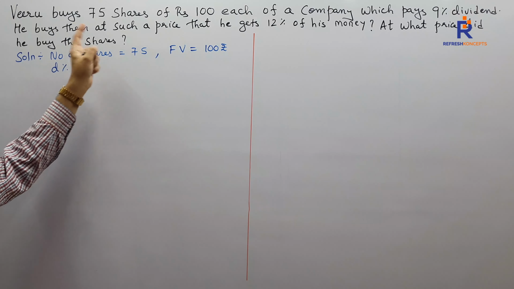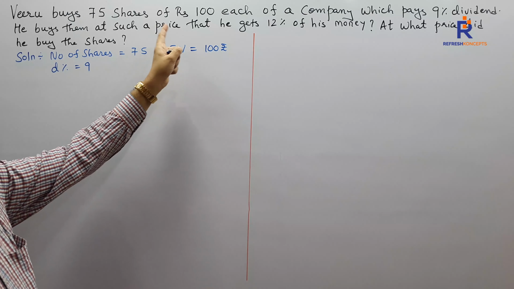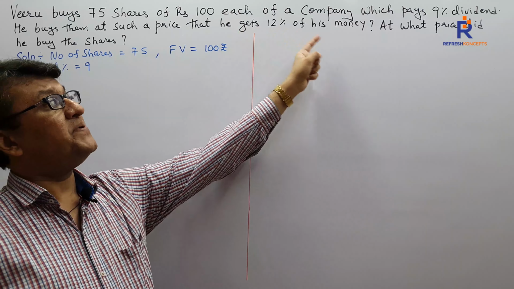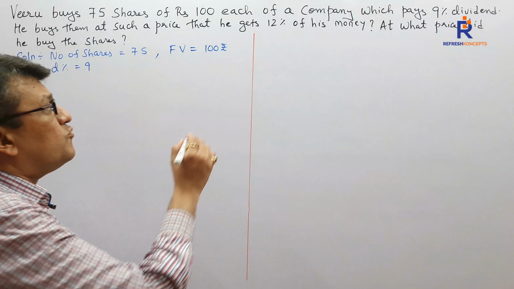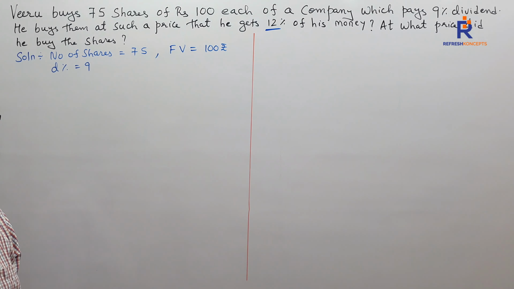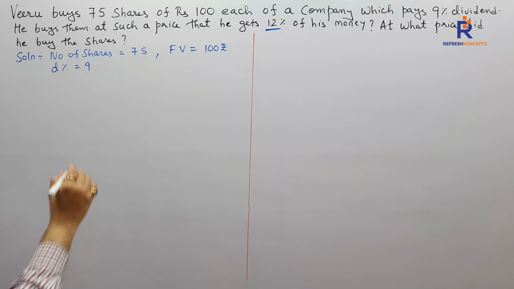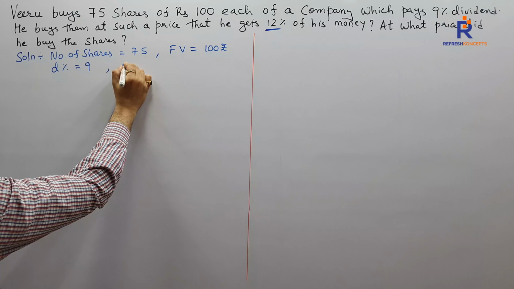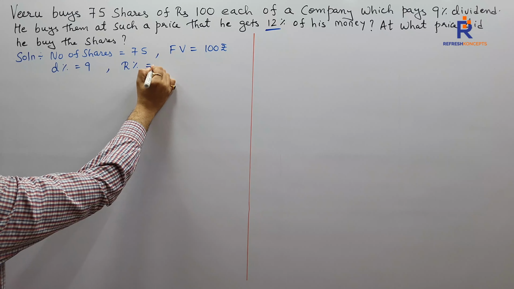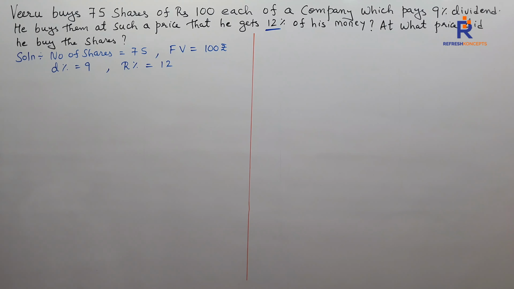He buys them at such a price, market value not known to us, so that he gets 12% of his money. So what is this 12%? This 12% is nothing but return percent. So dividend percent is 9, return percent is 12.